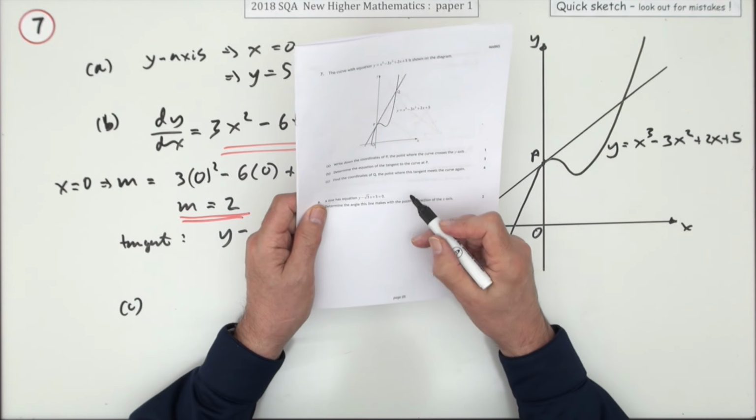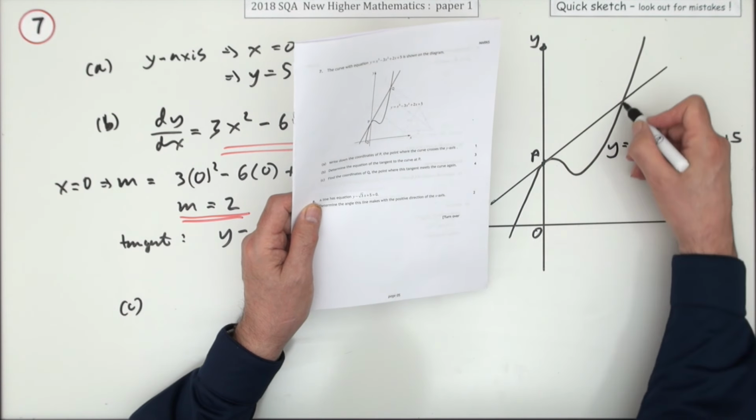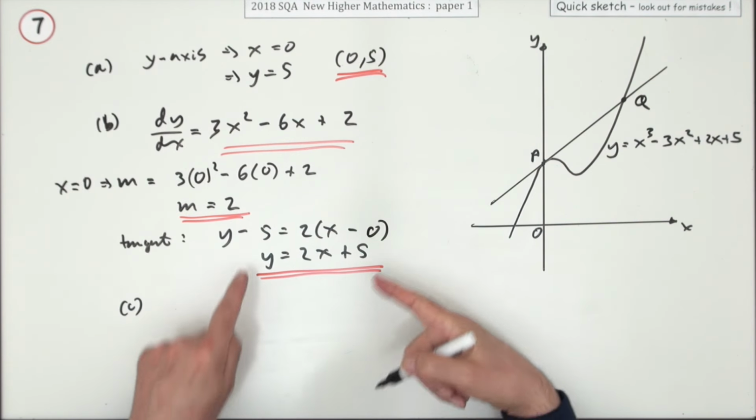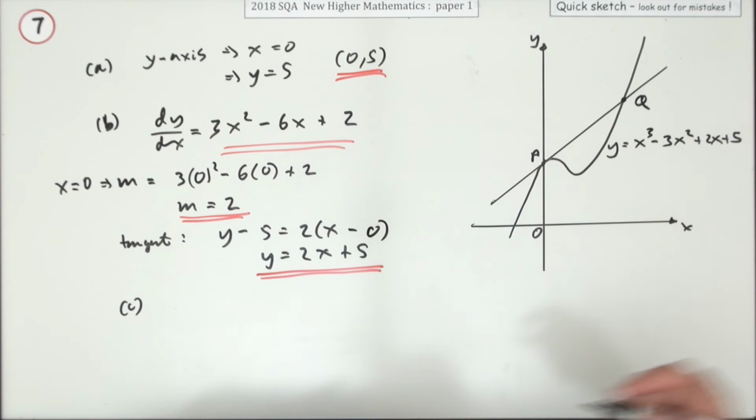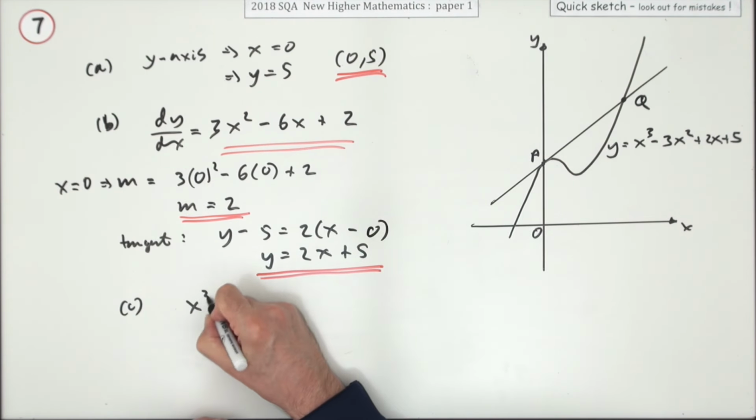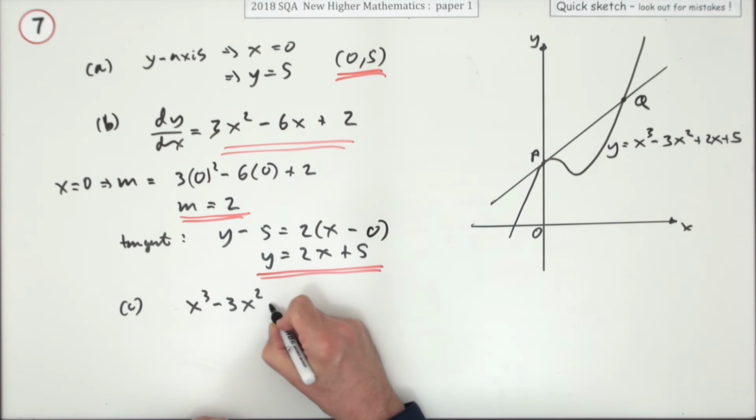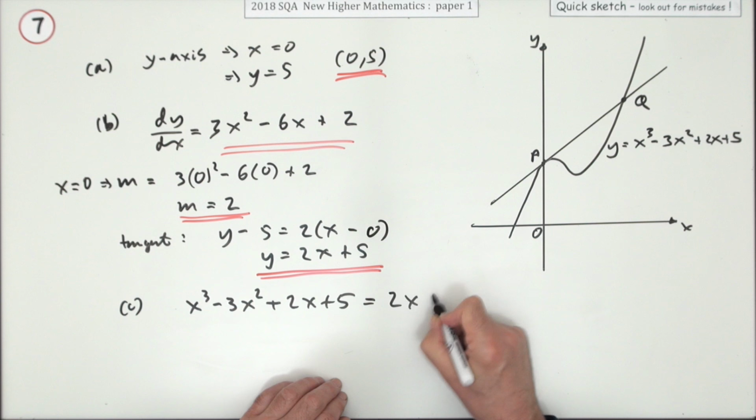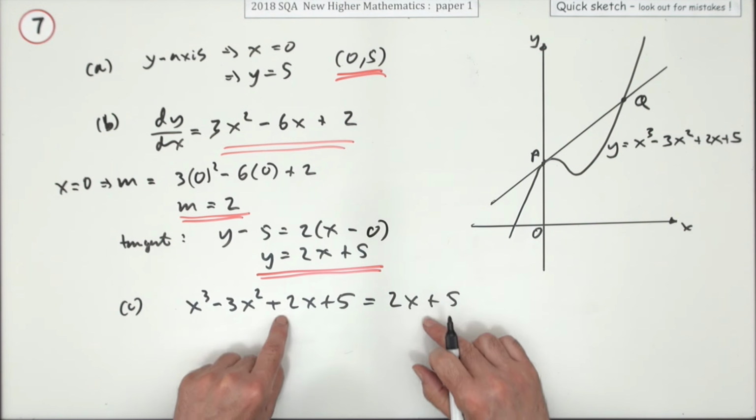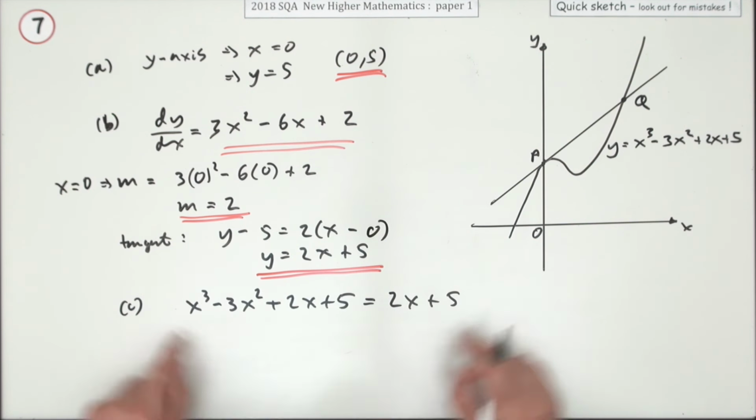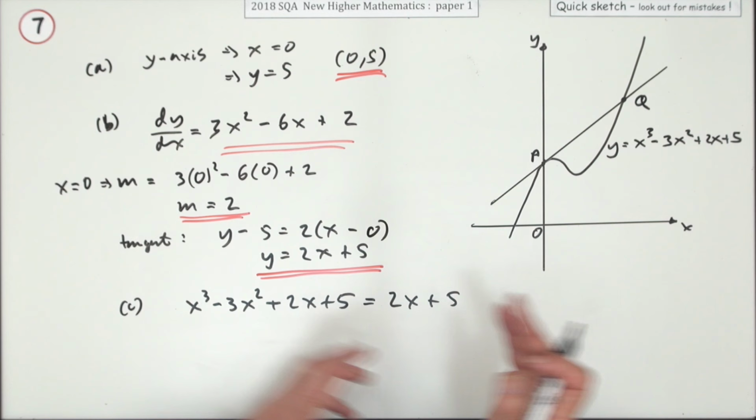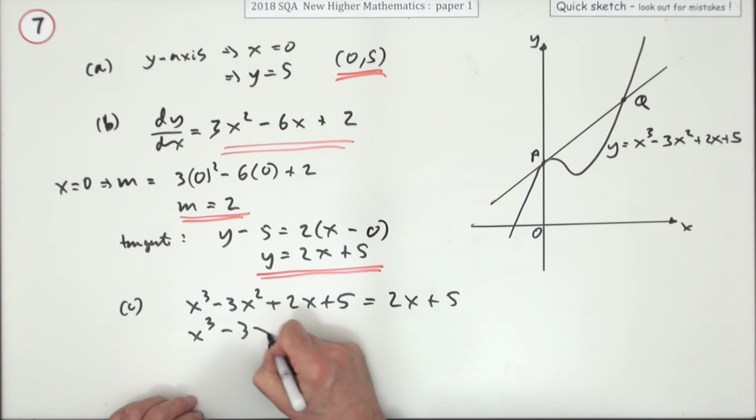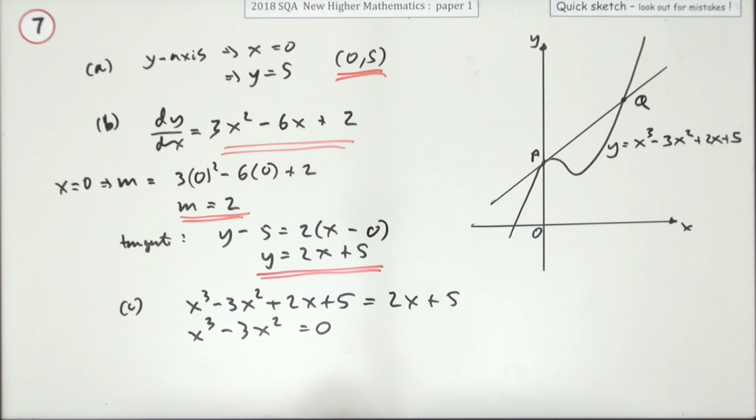Now, find the coordinates of Q where this tangent meets the curve again. So where's Q? Well, that just means substitute the line into the other one. So x cubed minus 3x squared plus 2x plus 5 should equal 2x plus 5 at the points of intersection. So there must be a mark for equating them. Bring it over to one side. X cubed minus 3x squared just equals 0.